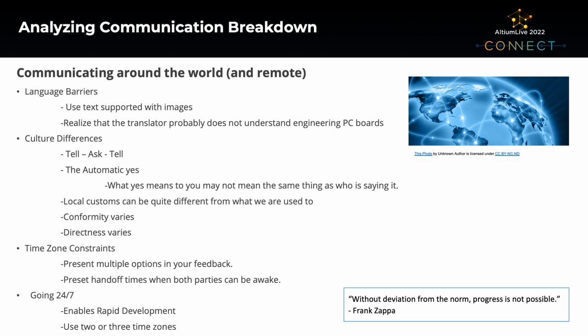So using text with supported images, I find really helps when there are language barrier differences. And then there are cultural differences. Different cultures respond to problems and situations differently. So what I like to do is employ a tell, ask, tell method. I tell them what the change is. Then I ask them to tell me what it was that they understood from me. And if they can tell me what I told them in a way that makes sense, then I have a much better idea that they really understand what I have asked to be done.